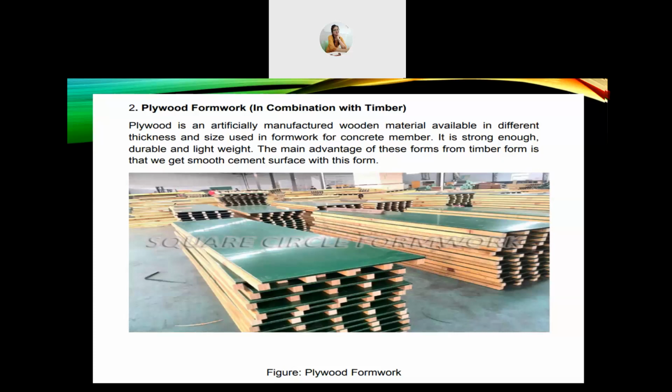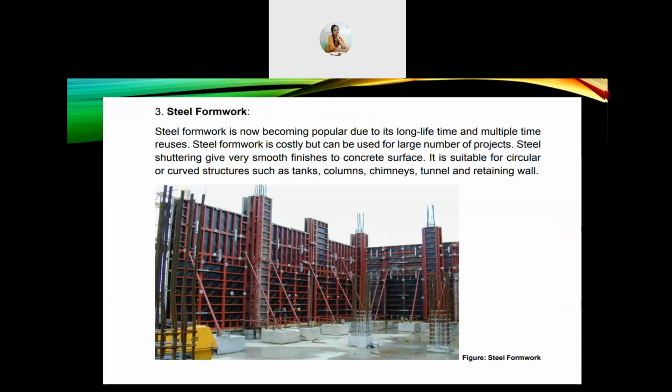Three, steel formwork. Steel formwork is now becoming popular due to its long lifetime and multiple reuses. Steel formwork is costly but can be used for a large number of projects. Steel shuttering gives very smooth finishes to the concrete surface and is suitable for circular or curved structures such as tanks, columns, chimneys, tunnels, and retaining walls.